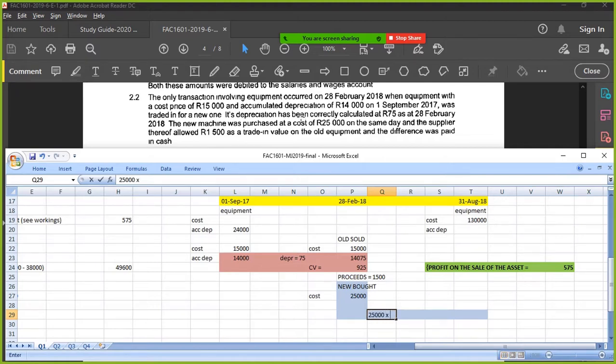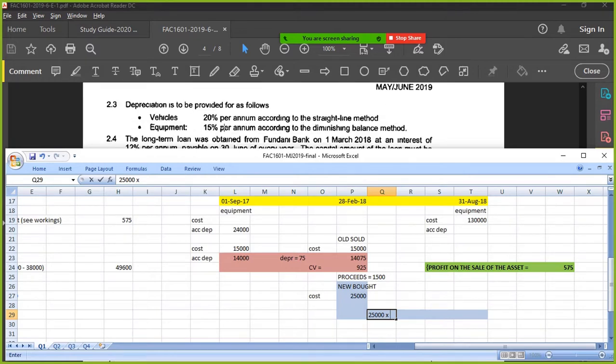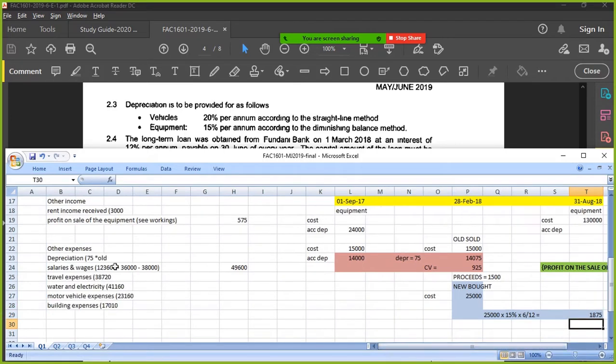Okay, what was the rate of depreciation here? Didn't say. I think you need to go a bit down. Here's it. Next page. Yeah. Okay, 15%. Diminishing balance, it doesn't apply for the new assets. Times 6/12. Okay, March, April, May, June, July, August. That's correct. Okay, 1,875. Okay, there's the new equipment depreciation.